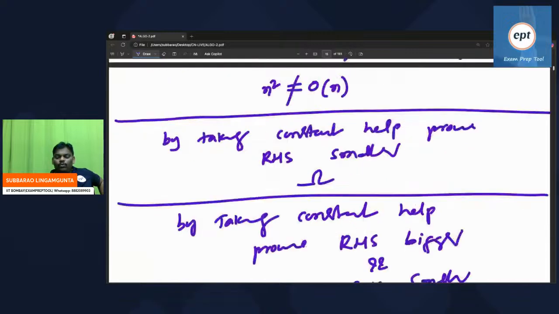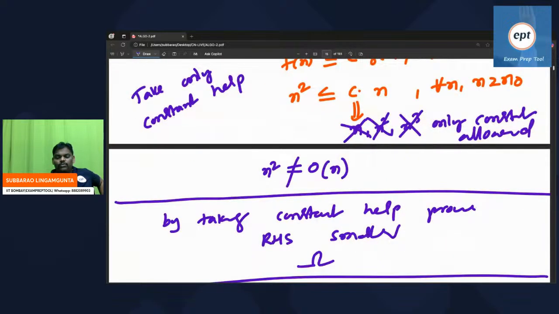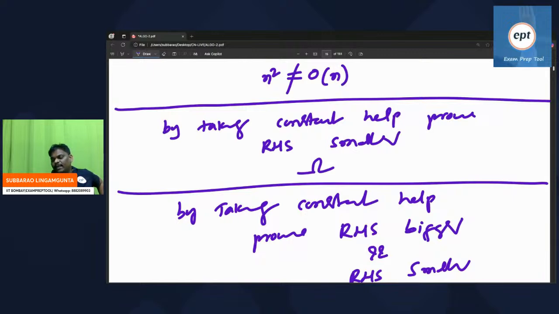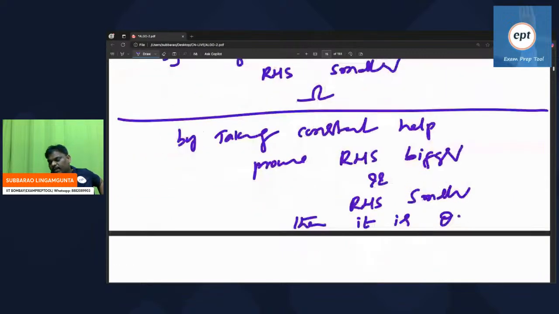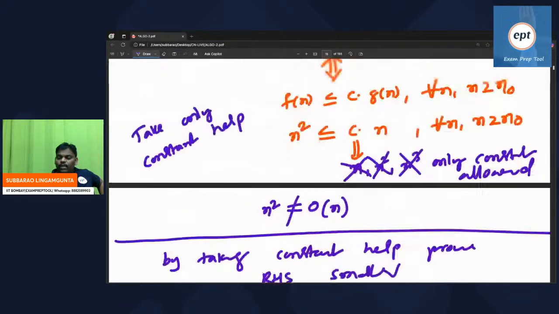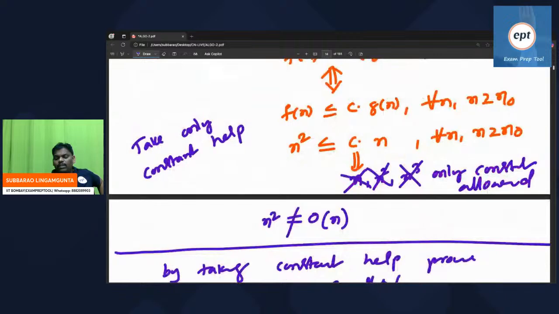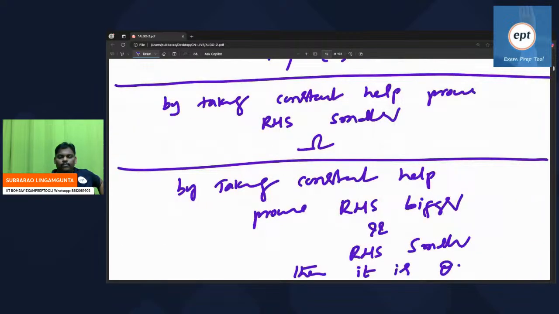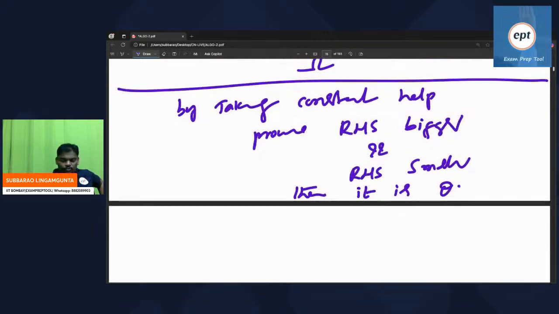If you know big O, you know omega also, you know theta also. What is omega? Prove that the right side is smaller with the help of a constant. What is theta? By taking the help of constants, prove the right side is bigger and the right side is smaller also. That is called theta. If you are okay with big O, you are okay with omega and theta also.